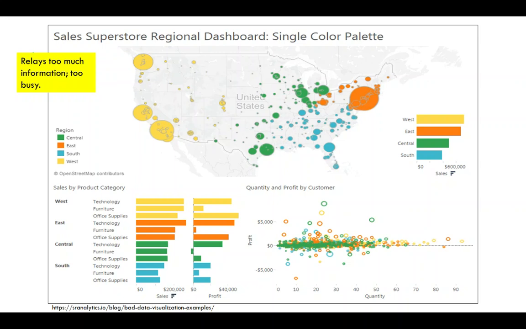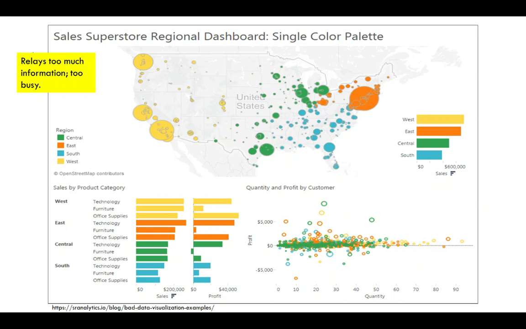But now I'm trying to figure out, how do these colors, which according to this legend on the right are west, east, central, south, correlate with these other colors down below, because I've got this weird kind of quantity and profit by customer bubble thing on the bottom. Anyway, you see that for one graphical page, there's just a lot going on here.